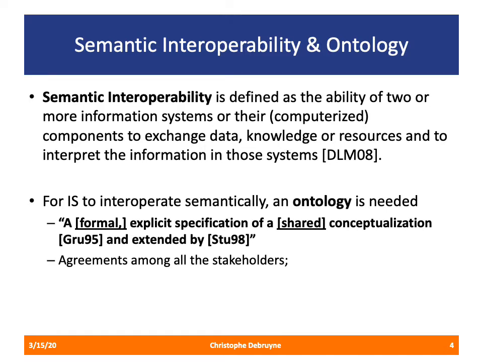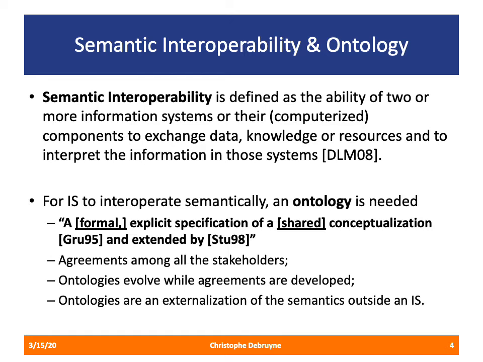Now, this definition implies that an ontology captures the agreements among all the stakeholders. And ontologies will evolve while agreements are being developed. We might agree at one point, but as we further develop the ontology, we might come to the realization that there's a misunderstanding, which we need to clarify and rectify, and that might have an impact on the ontology. And in the end, ontologies will become an externalization of the semantics outside an information system.